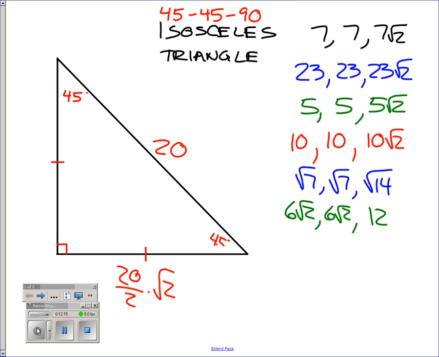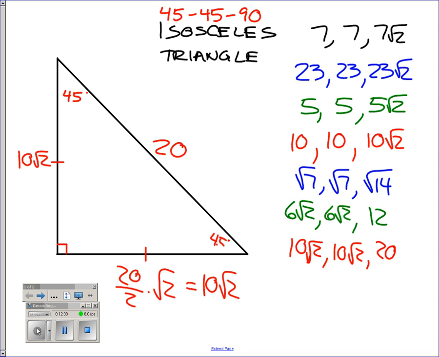Well, 20 divided by 2, that's just 10. And so this is 10 root 2. So is the other leg, 10 root 2. And again, here is a case, 10 root 2, 10 root 2, and then the hypotenuse of 20.